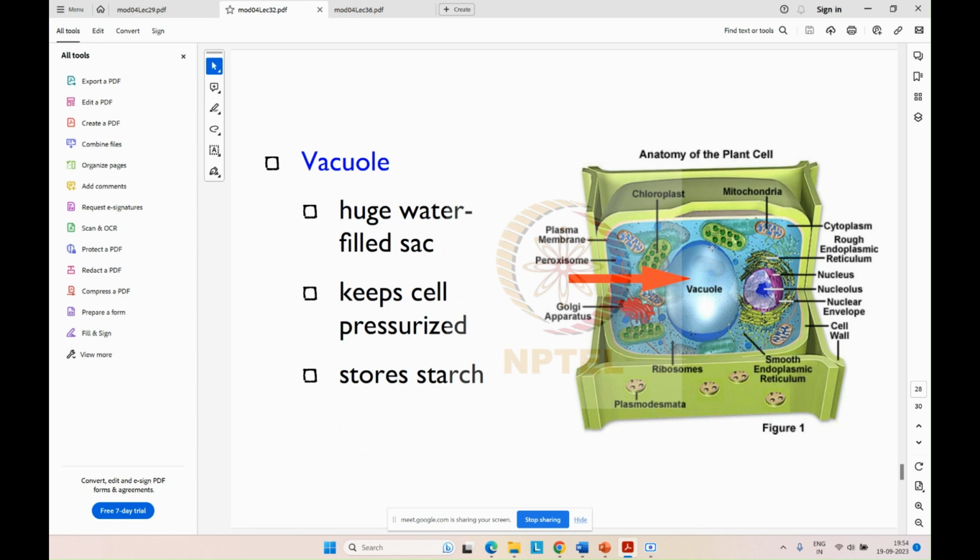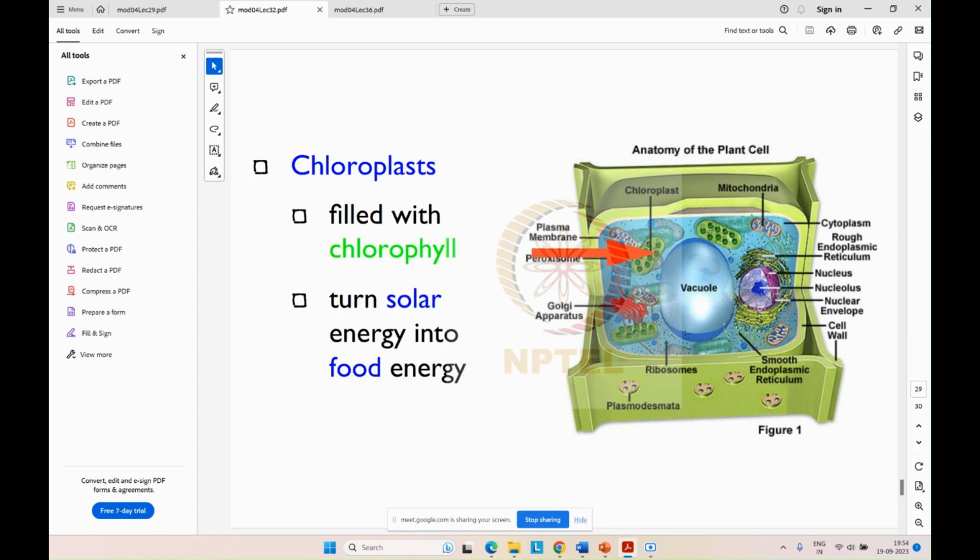Vacuole is a huge fluid-filled sac inside the cell. It can be water, or there are vacuoles which are rich in certain components, it can be starch, it can be lipids, etc. If it's filled with water, it keeps the turgor pressure, which is the pressure inside the cell, and keeps it rigid. Then there are chloroplasts, which are filled with chlorophyll and help to do photosynthesis. These are specific to the plants.